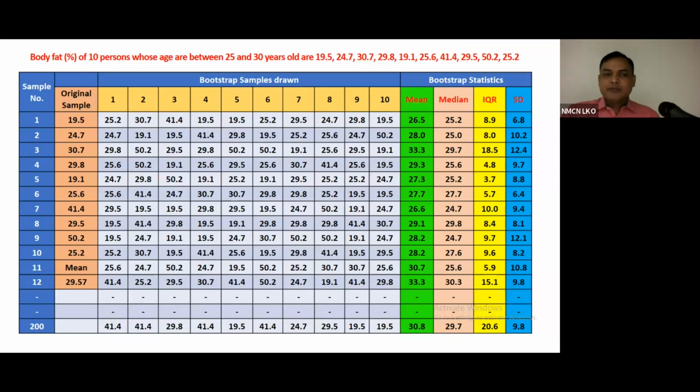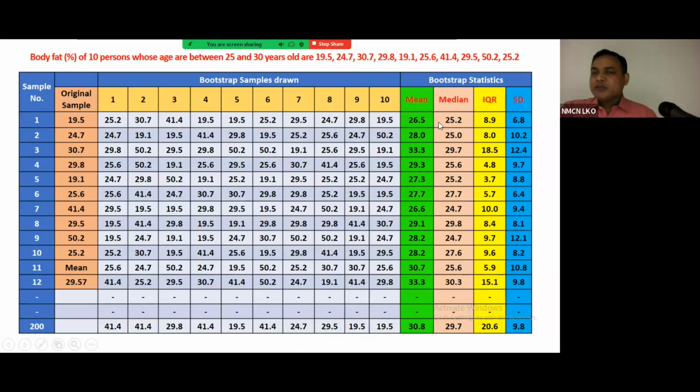First we pick one random number from these 10 and put it as serial number 1 here, and then again pick another sample, replicate it and put it at the second place. Similarly, we have generated 10 samples from this data. Likewise, we have generated 200 samples.